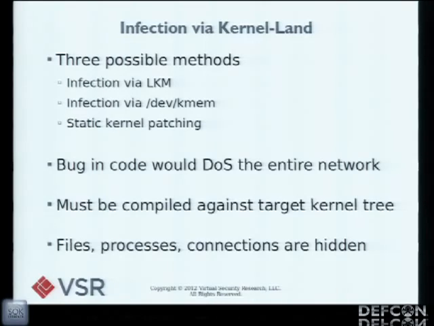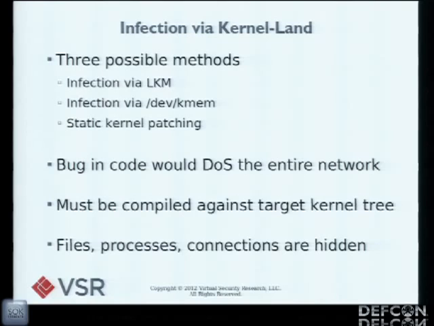So our next vector could be infecting it via kernel-land. We have three possible methods through this: infection through a Linux kernel module, infection through /dev/kmem, where we're basically editing kernel memory on the fly, or we can do static kernel patching. The problem is that a bug in the code is not just going to kill our payload as userland would, but it's actually going to take down the router and take down the entire network. So if we do any kernel-land modifications, we're going to have as little code as possible, put as much code as possible in userland if possible.